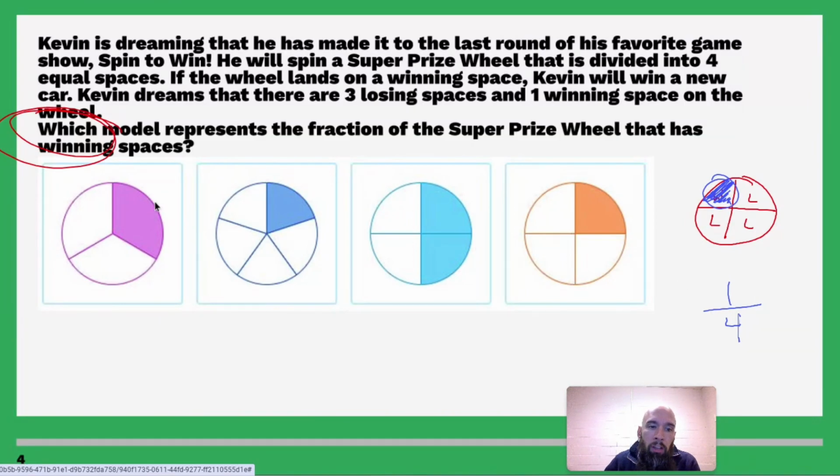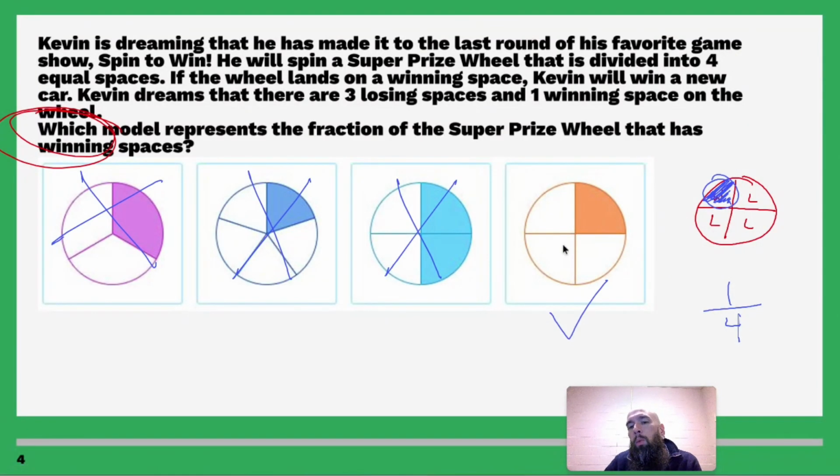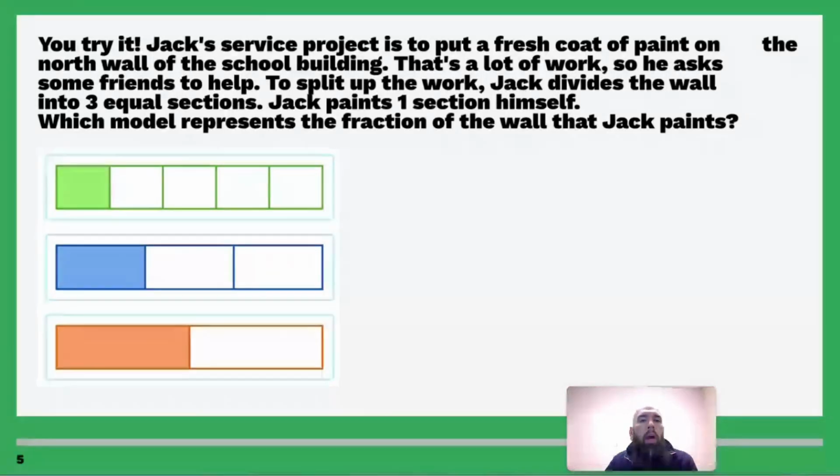Now this has 1, but a total of 3. This has 1, but a total of 5. This has a total of 4, but 2 of them are shaded. This is the one I want because there's 1, 2, 3, 4 spaces, and one of them is shaded in just like that one right there. So that's going to be our answer. All right, not so bad. So you try it. You read this on your own. Pause the screen, and I'll come back and we'll check our work.